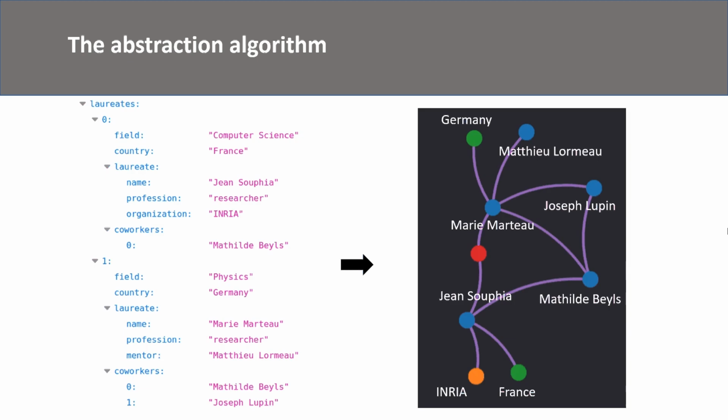We have coded a first version of this algorithm. You can see it applied here on our toy example. Notice that it successfully transforms a JSON document into a small graph.